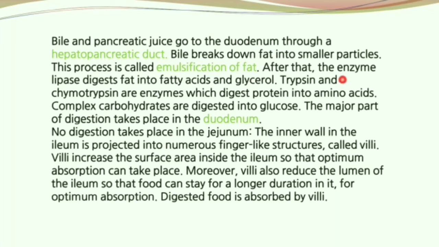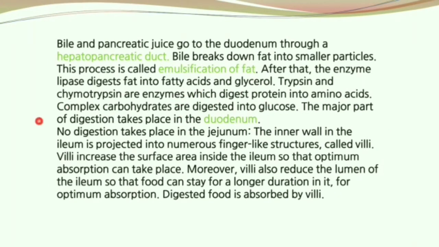After that, the enzyme lipase digests fat into fatty acids and glycerol. Trypsin and chymotrypsin are enzymes which digest proteins into amino acids. Complex carbohydrates are digested into glucose. The major part of digestion takes place in the duodenum. No digestion takes place in the jejunum.